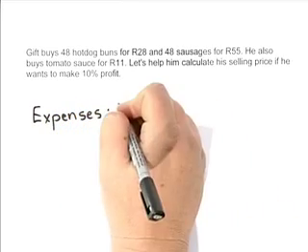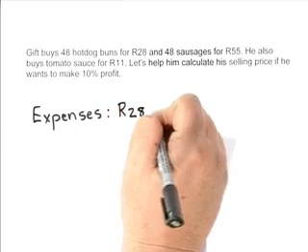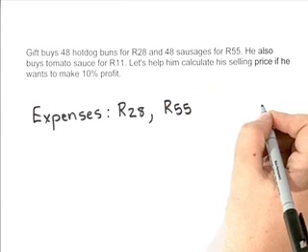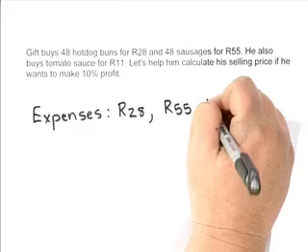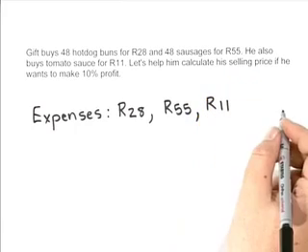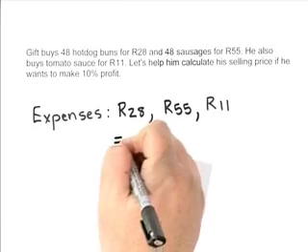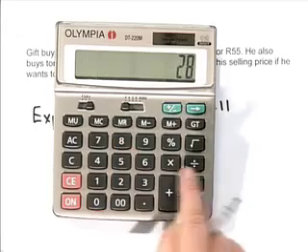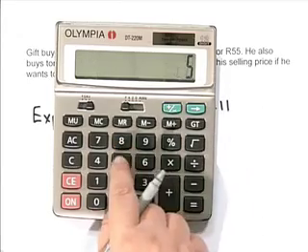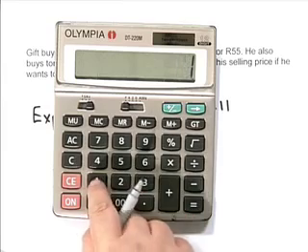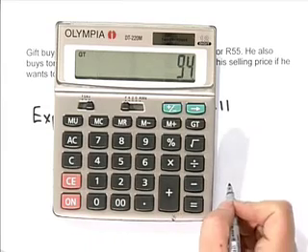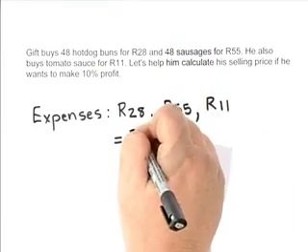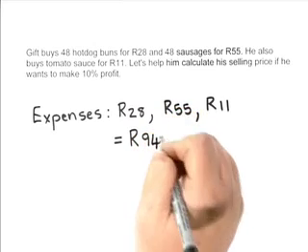Well, let's see. It was 28 Rand for the buns. And he also had 55 Rand for the sausages. And then, of course, 11 Rand for the tomato sauce. If we add all of that up, let's use our calculator, 28 plus 55 plus 11 Rand for the tomato sauce, and he's going to pay 94 Rand. So we can record his expenses, 94 Rand.